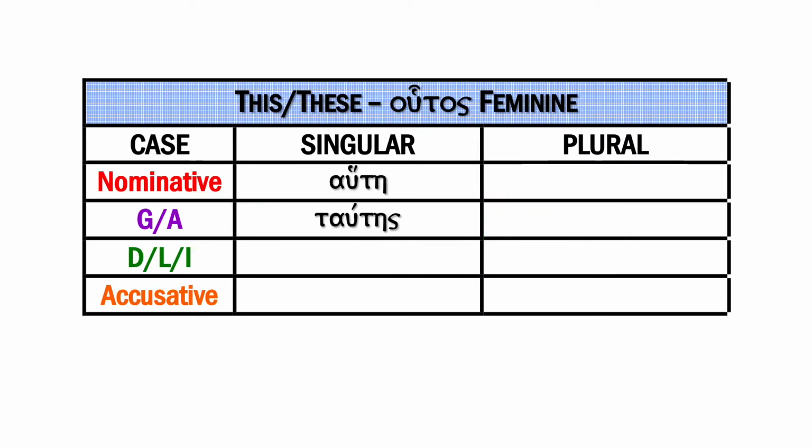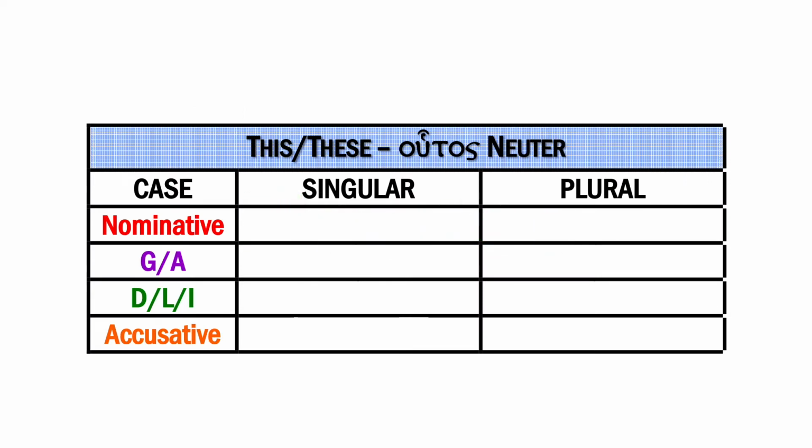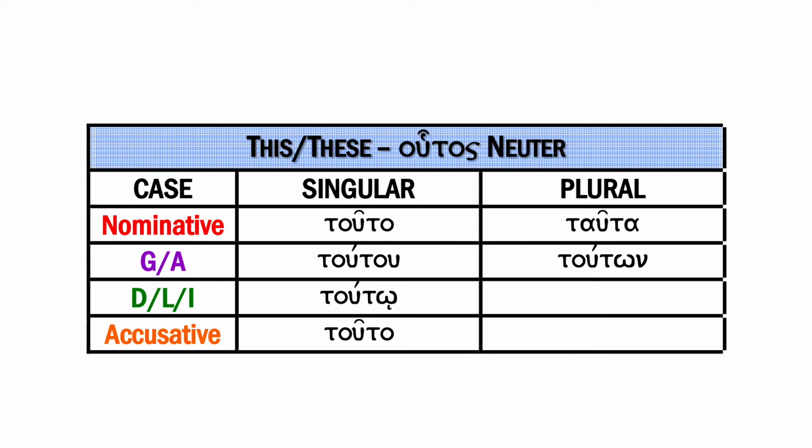And the feminine form. Ate, tates, tate, tatain. Hatai, tuton, tutes, and tutas. And now let's talk about the neuter form. Tuta, tutu, tuto, tuta. Teta, tuton, tutois, tauta.